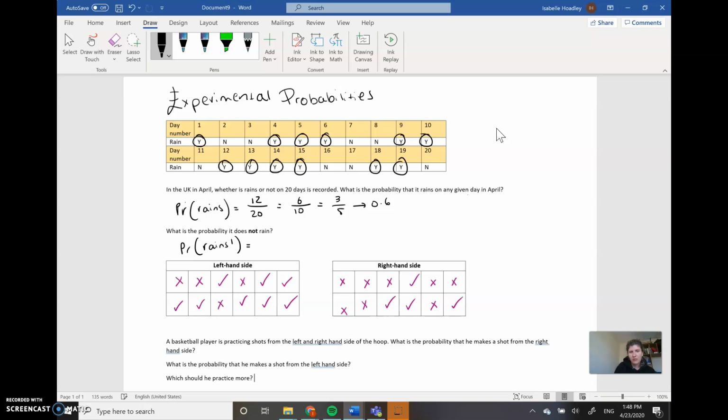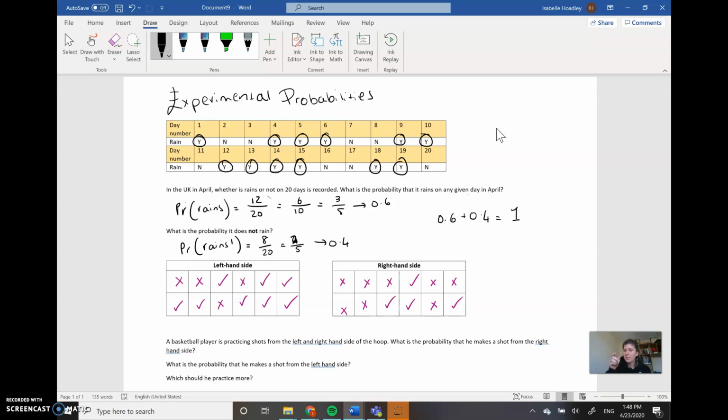Now, if I know that it rained on 12 out of 20 days, that must mean there were 8 out of 20 days when it was dry, which is the same as 4 out of 10, which is the same as 2 out of 5. Because it was 3 out of 5 that it did rain, it must be 2 out of 5 that it didn't rain, which is also 0.4. What you should notice is that if we add 0.6 plus 0.4, that adds up to 1.